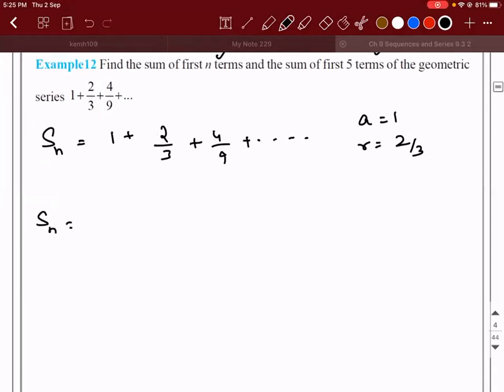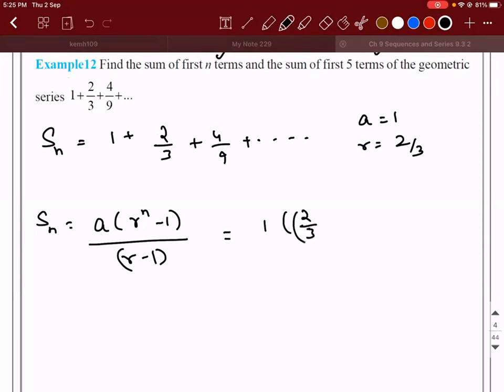Sn will be equal to A into R power n minus 1 divided by R minus 1. You can still stick to it, okay? Not necessary, because the value of R is less than 1. Here you write it as 1 minus R power n by 1 minus R. Both will give you the same answer. So sum of n terms, 1 into 2 by 3 power n.